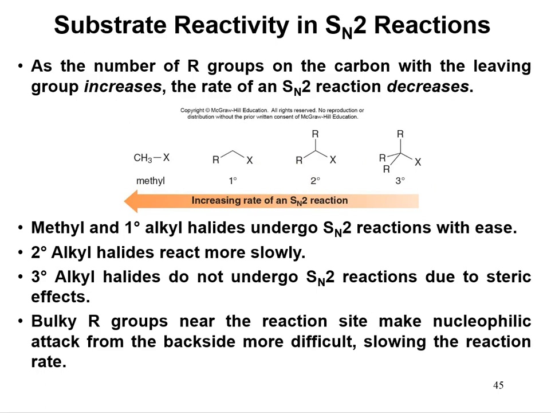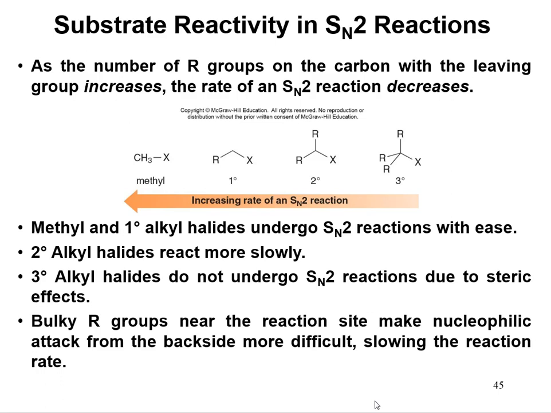The primary has 1 carbon group attached. The secondary has 2 carbon groups attached. The tertiary has 3 carbon groups attached. Notice that the number of hydrogens attached to the electrophilic carbon decreases by 1 each time a new carbon group is added. Trends that have been found are that methyl and primary type alkyl halides are best suited for an SN2 mechanism. Secondary alkyl halides are slower, and tertiary alkyl halides do not undergo SN2 reactions.